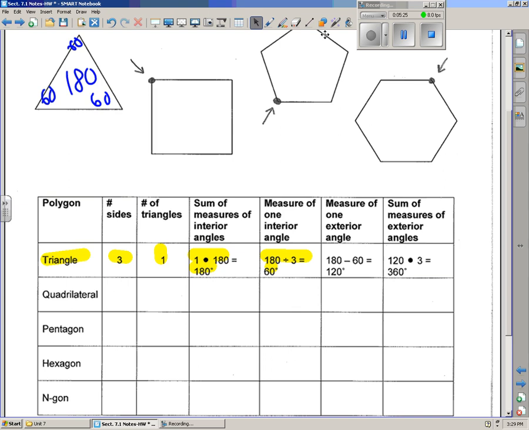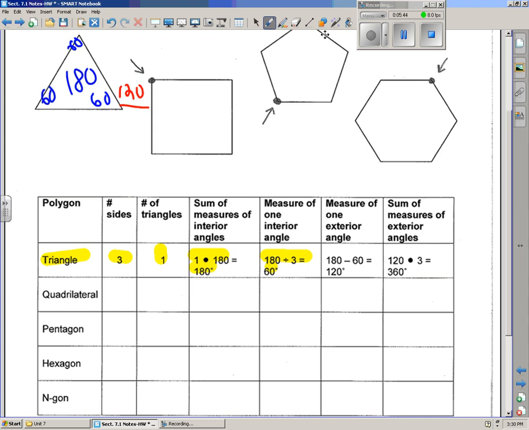If we want to find the measure of an exterior angle, then all you would do is extend a side from the triangle and realize that the exterior would always be its supplement. So the way you're finding the measure of one exterior angle is you're saying that 180 minus 60, 180 minus the inside to get 120.